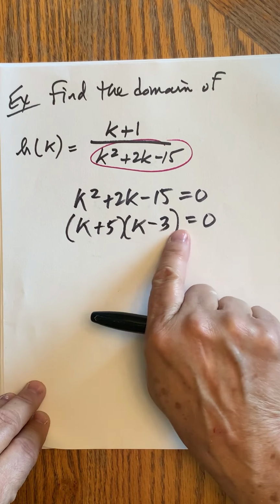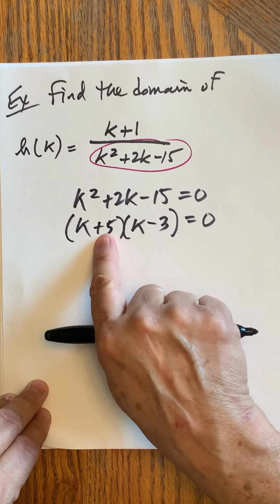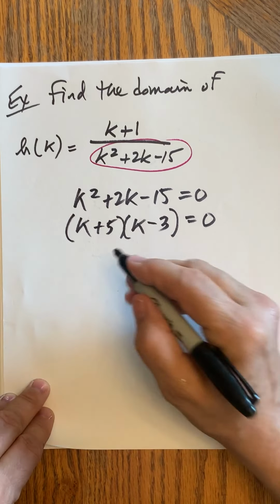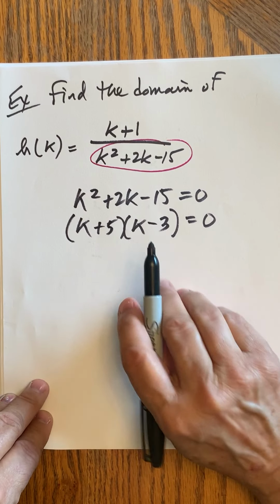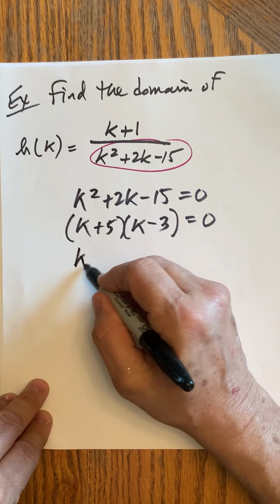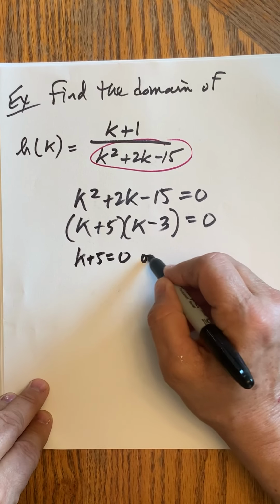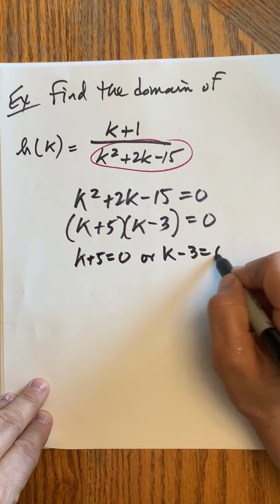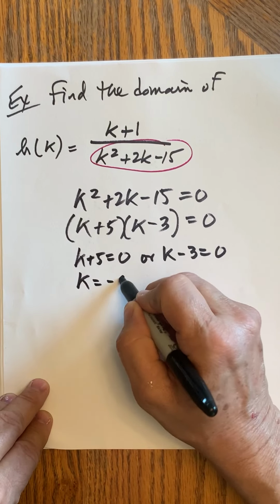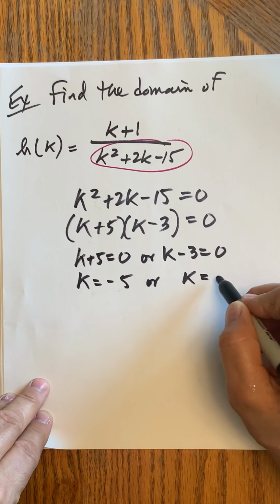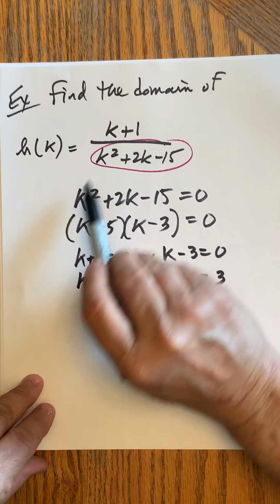So let's see, plus 5 minus 3 gives me a plus 2. That should work. And this times this is negative 15. All right, so I've got it factored. And so what would make this 0 is if k plus 5 is 0, or if k minus 3 is 0. So in this case, if k is negative 5, or if k is 3, the denominator will be 0.